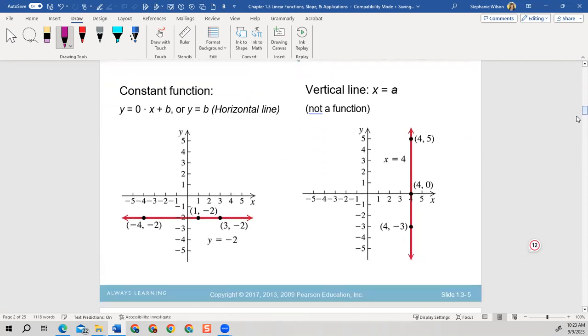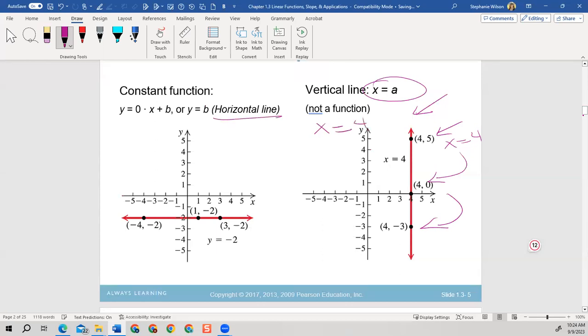So here you go. This is an undefined slope right here. So my slope is undefined. That means whatever my function's called, it's going to give me x equals. In this case, x is equal to 4. So the equation of this line would just be x equals 4.